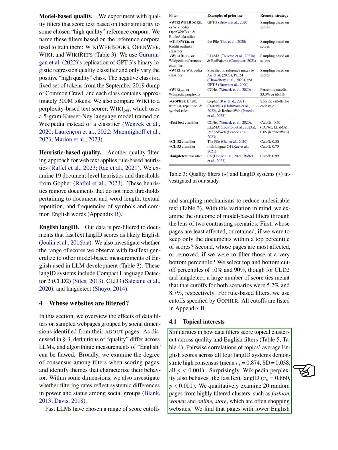We examined 20 random pages from highly filtered clusters, such as fashion, women, and online stores, which are often shopping websites. We found that pages with lower English scores list product names or specifications of individual products, and their original content may have been highly visual. Manual inspection of current versions of these websites, when available, supports this claim.